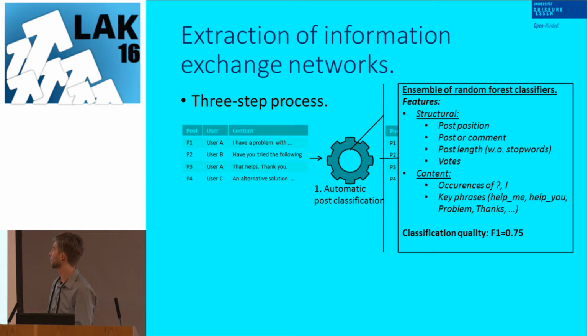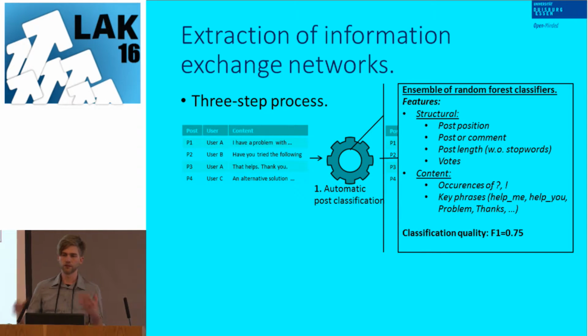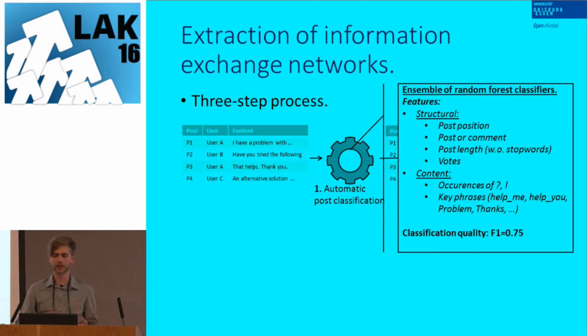Structural features, for instance, are the post position, the first post, second post, and so on, number of votes, post lengths, and so on. Content features are occurrences of question marks, exclamation marks, or also key phrases like different variations of help me, like I have a problem, need help, or help you, thanks, and so on. And the classification quality is quite good, with an F1 measure of 0.75.